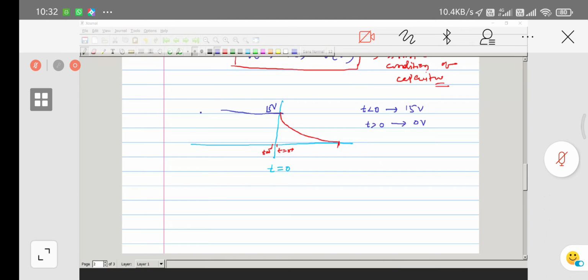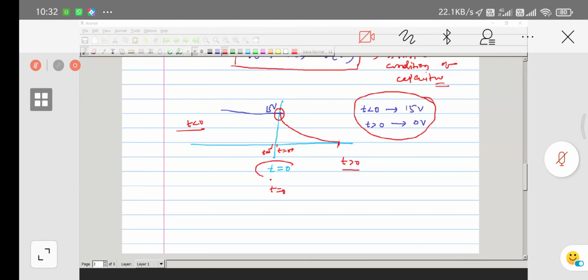So this is the T less than 0 area, T equal to 0, and T greater than 0 area. At T less than 0, the capacitor has 15 volts, and at T greater than 0, it has 0. This is the switching instant. After the switching instant, the capacitor voltage gradually decreases. As I said, the capacitor cannot be reduced from a finite value to 0 instantaneously, because a capacitor doesn't allow sudden change in voltage. It gradually decreases.